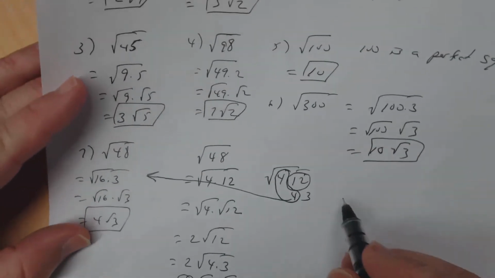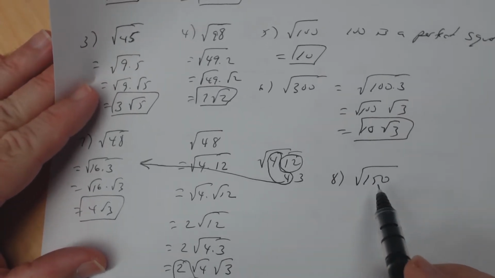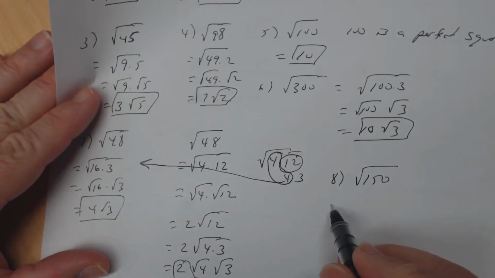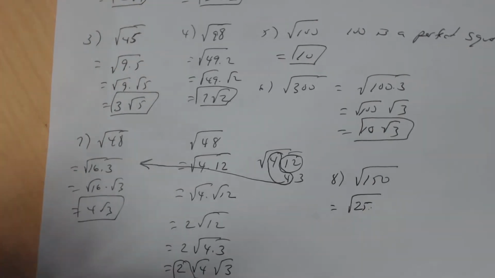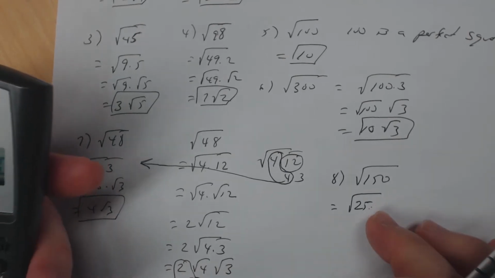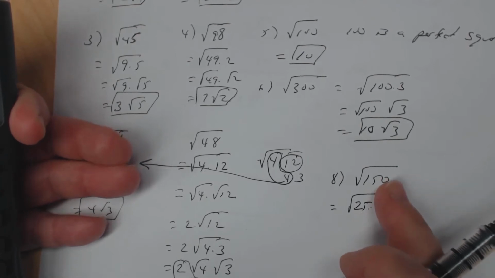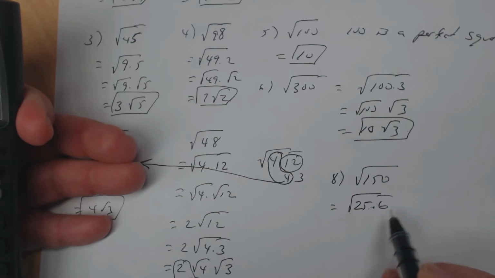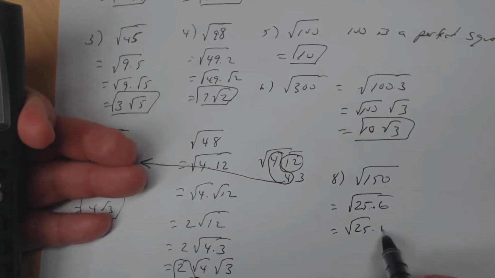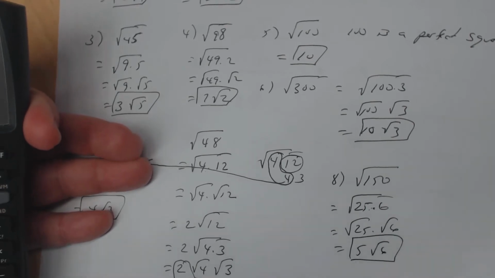Number 8, you have the square root of 150. Well, 25 is the largest perfect square that goes into 150. So I'm going to rewrite this as 25. If you don't know how many groups of 25 go into 150, use your calculator. But there are 4 groups of 25 in 100, and then 2 more in 50, so that should be 6. So I get the square root of 25 times the square root of 6. The square root of 25 is 5, so you get 5 square root of 6. So that's number 8, 5 square root of 6.